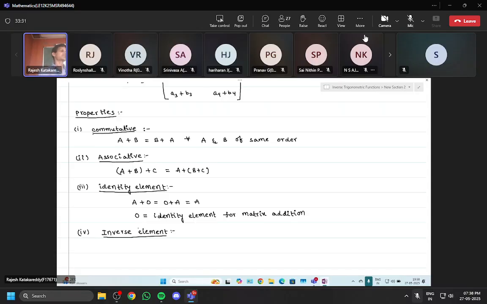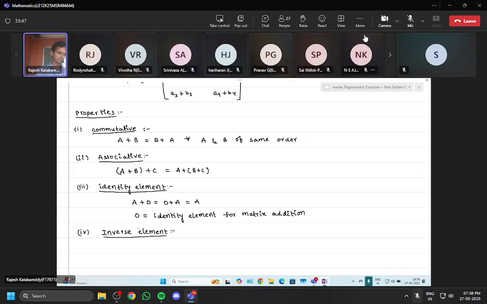For addition, if you are talking about inverse element, we should say A plus B is equal to B plus A is equal to identity element 0. That means B will be equal to minus A.